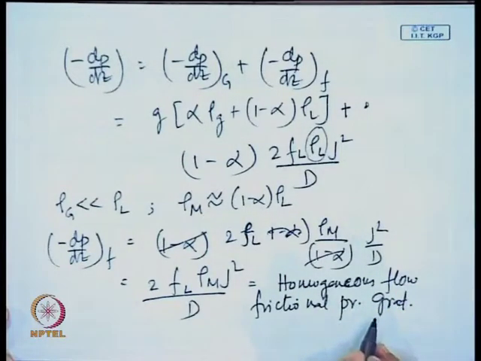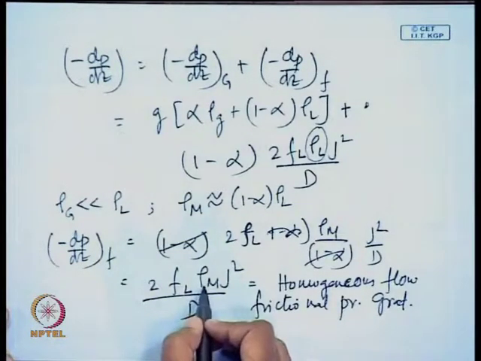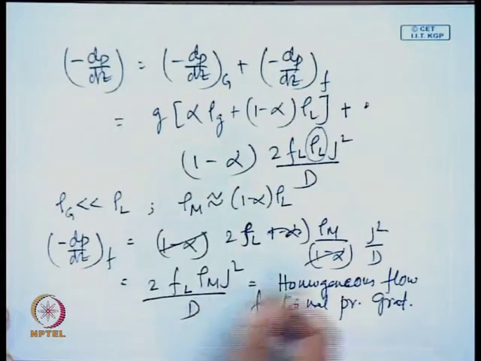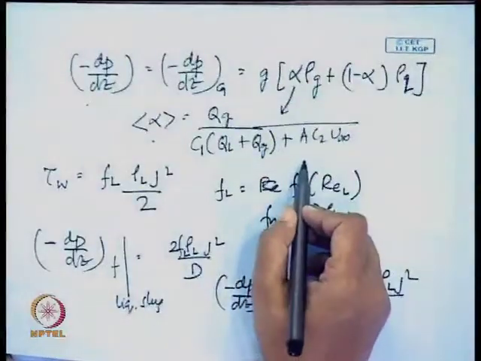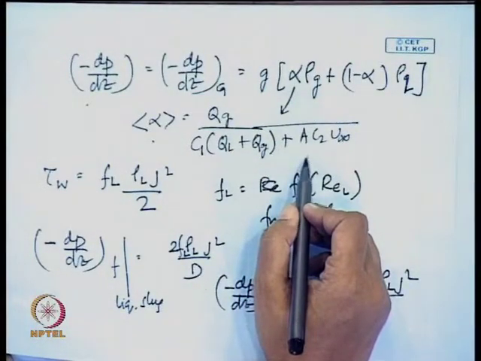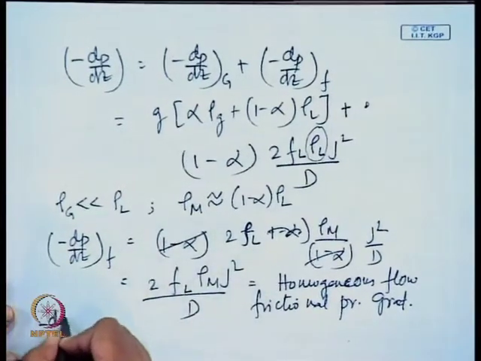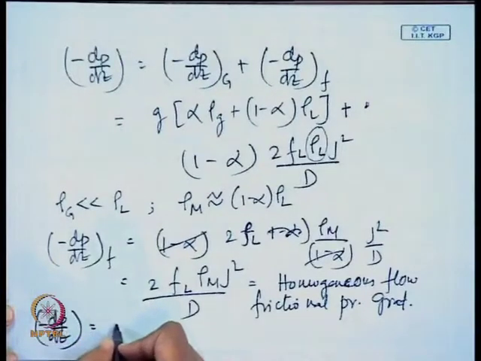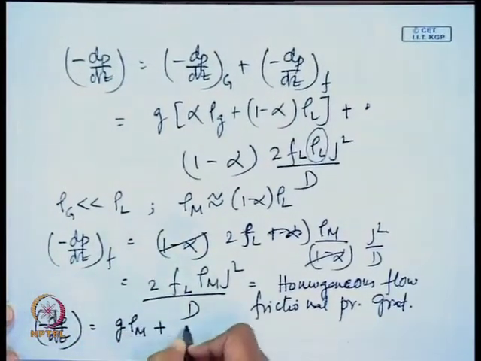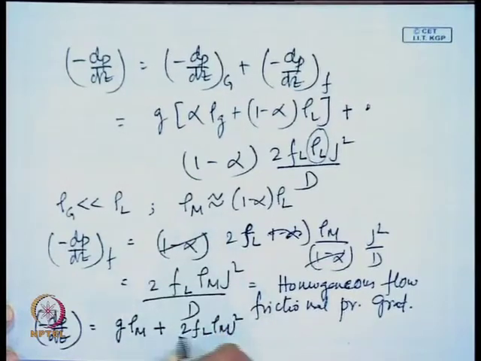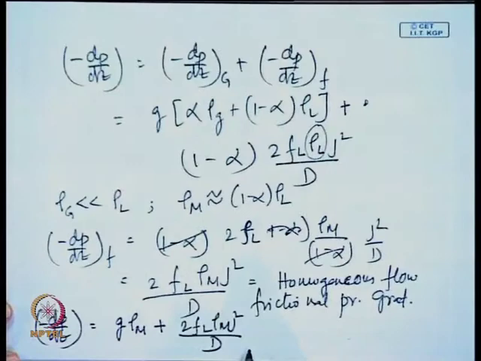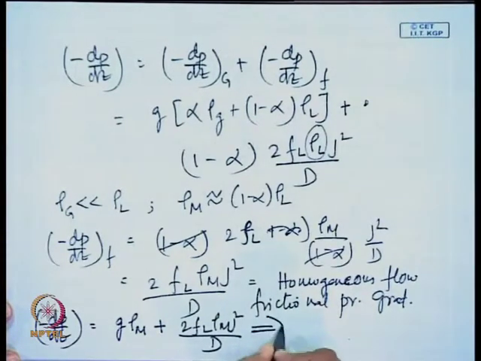where you have to remember one thing: how is it different from the homogeneous flow value that we get? The alpha which we use to calculate rho_m has to be calculated from this particular equation. This will give us a value which is different from the homogeneous flow value which we obtain under these flow conditions. Is it clear to you? So what do we find? The final expression of minus dp/dz is g into rho_m plus 2 f_L rho_m j squared by d, the same expression that we had got for the homogeneous flow model.